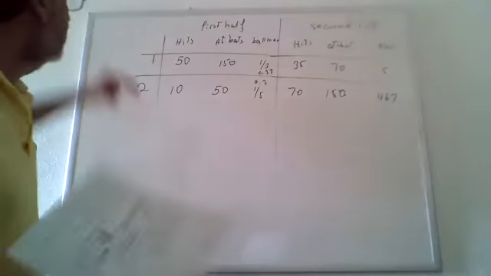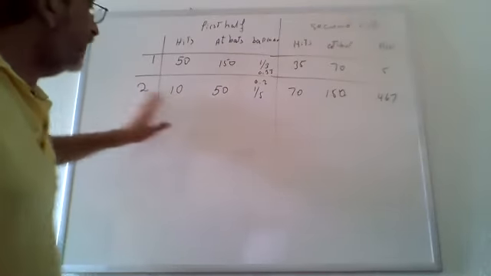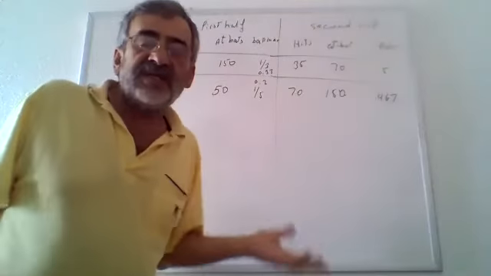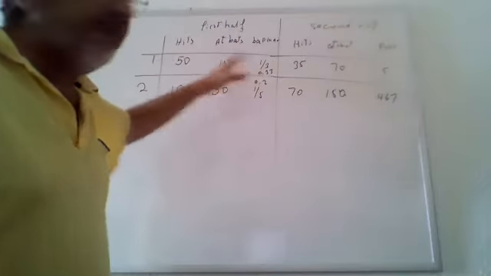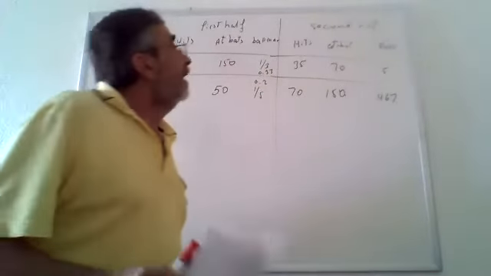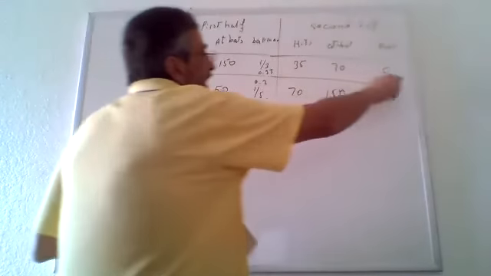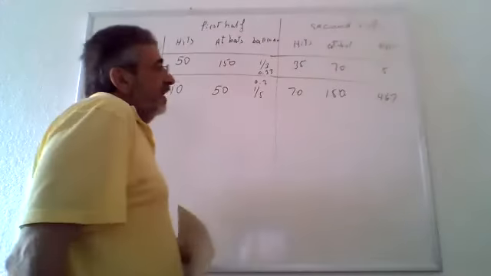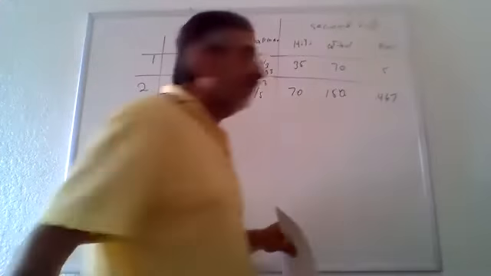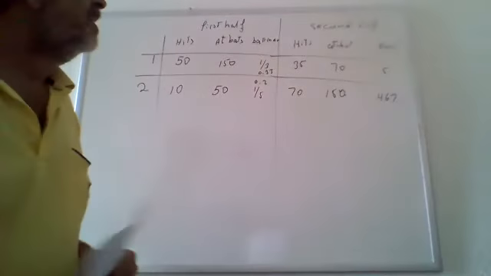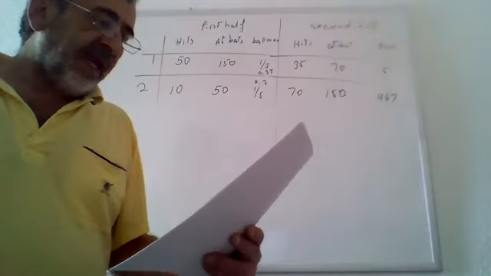So the question is, whose average was better in the first half? In the first half, player one had an average of 0.33. Player two had an average of 0.2. So in this case, first half, player one had a better average. In the second half, you can also see that player one has 50% average. Player two had 46% average. So in the second half, again, player one is better.